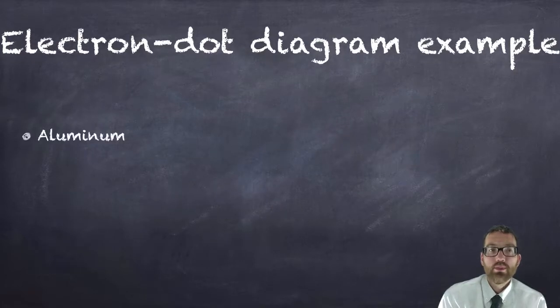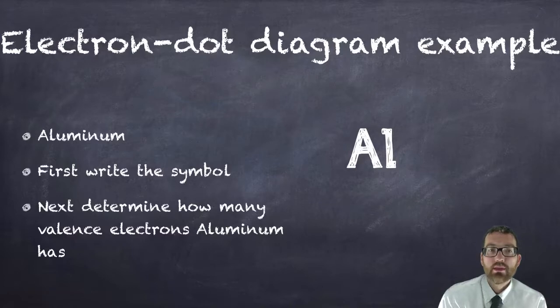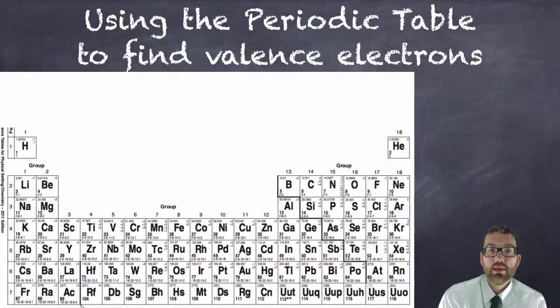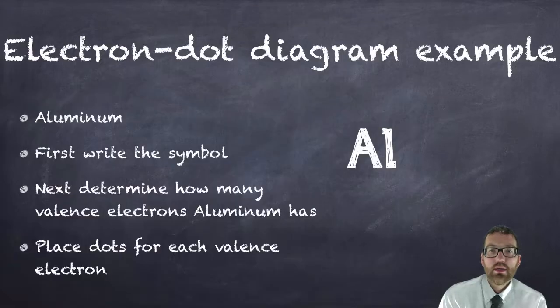Okay, next we have aluminum. First we write the symbol, Al. Determine how many valence electrons aluminum has. If we find it on the table, it is element 13, so it is in group 13, which means it has 3 valence electrons. So you draw the dots one at a time. The first 2 pair up because it has an s sublevel that is filled before it moves on to 1 electron in the p sublevel. And there's the third one.